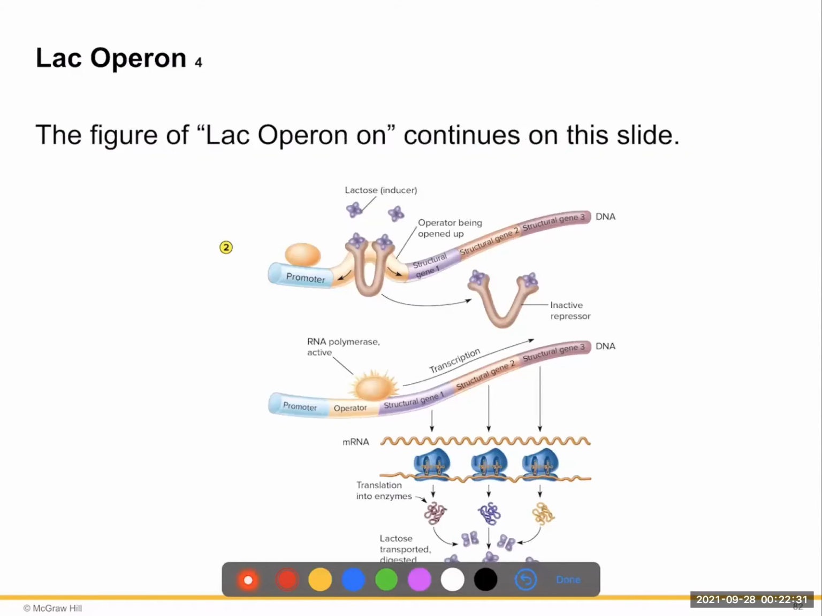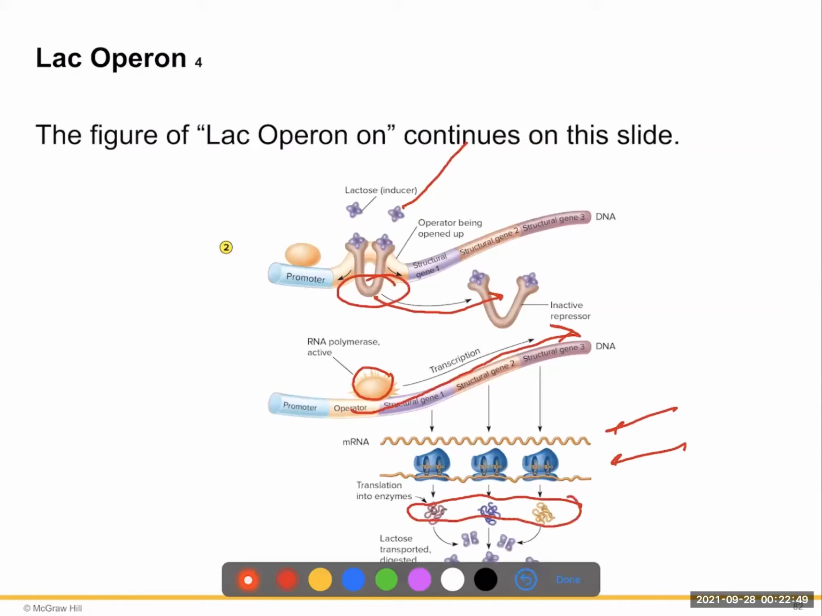So lactose is present. Here comes lactose. It binds to our repressor here, changes its shape, and makes it fall off. Now the RNA polymerase can become active, and we can start transcription of this gene of DNA. We make our messenger RNA, it goes to the ribosomes, and transfer RNA comes into the ribosomes and makes our protein.